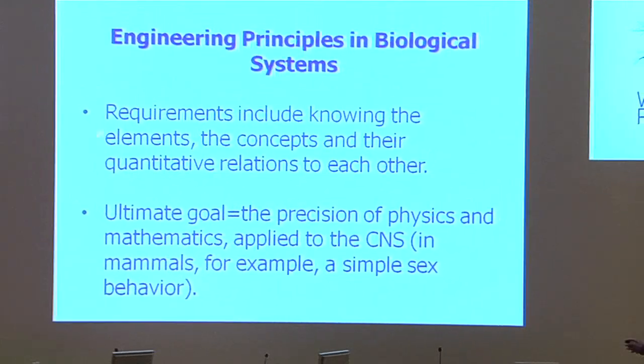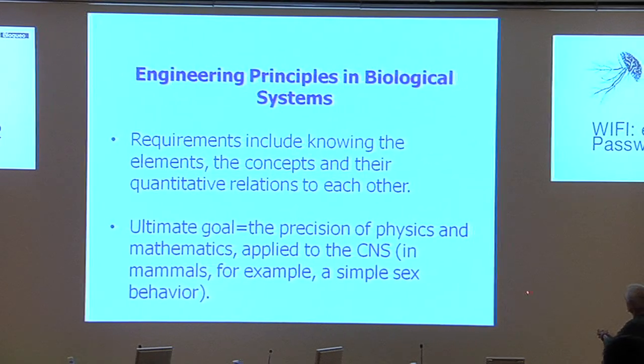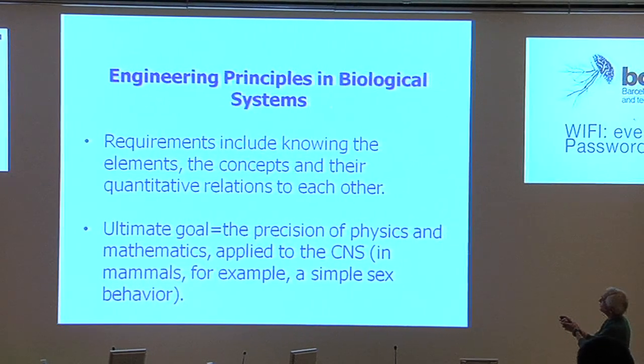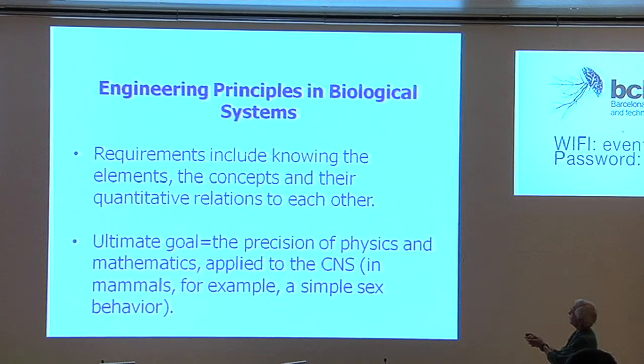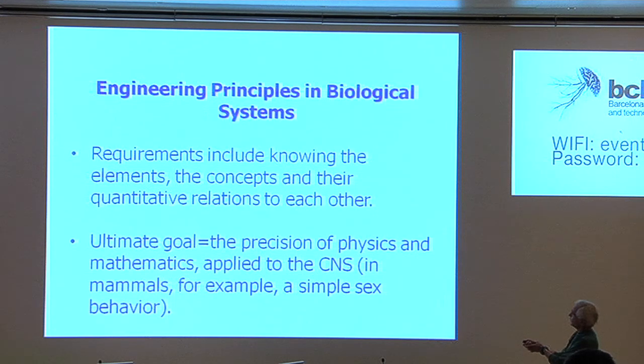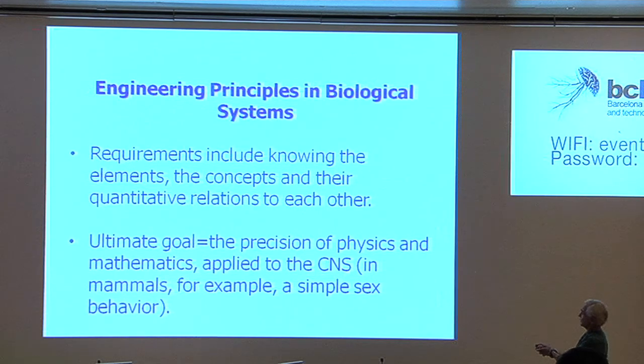So the theme of this week, engineering principles in biological systems, what that means to me is that we require knowing the elements, the concepts, and their quantitative relations to each other. And for me, in this field, the ultimate goal of a neuroscientist should be to achieve the precision of physics and mathematics applied to the CNS.